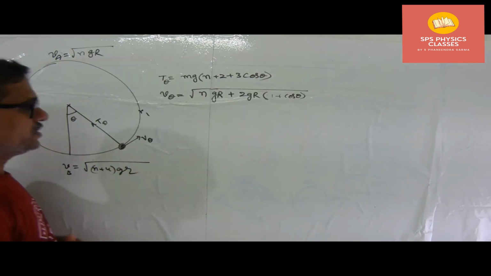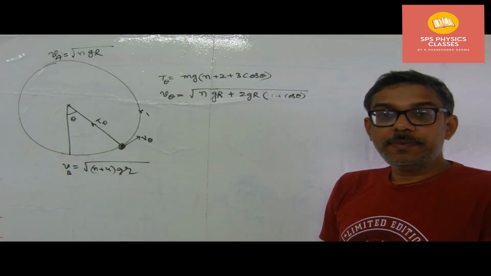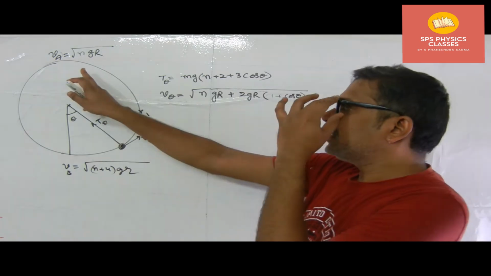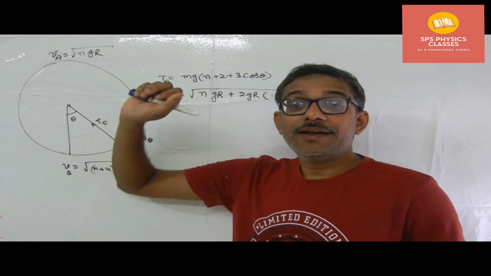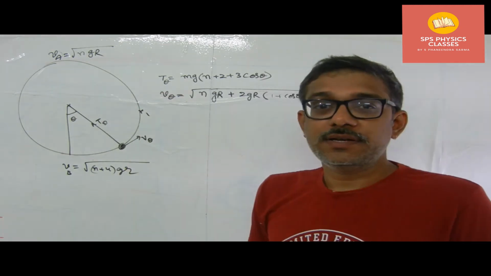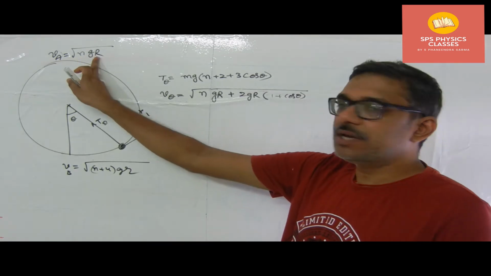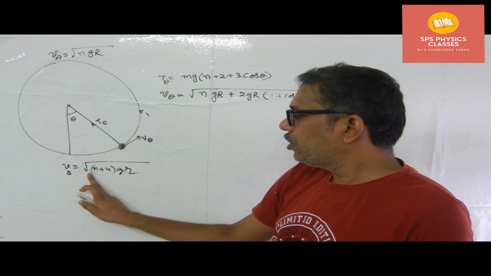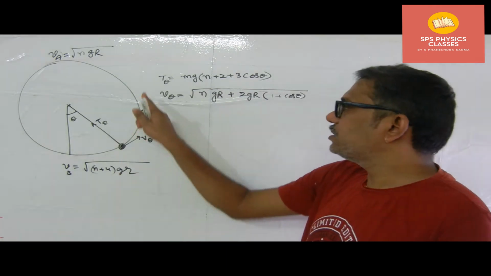Suppose in the given case, what happens if the speed is not exactly equal to root of gr at the topmost point, and the speed increases at the topmost point? Let the starting point have a velocity of root of ngr, and exactly at the bottom we have root of (n plus 4) gr. Why and how? Because of these two principles.